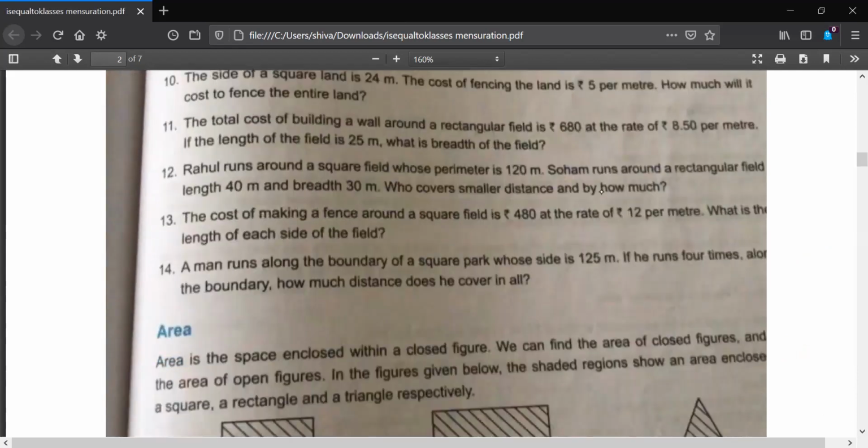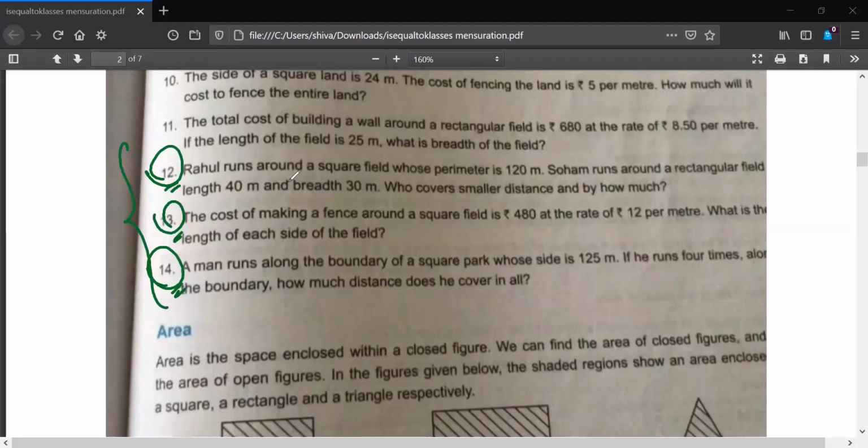Okay, let's do 2 3 questions more. Okay, you can do this. Okay, do these three questions: question number 12, question number 13, and question number 14.